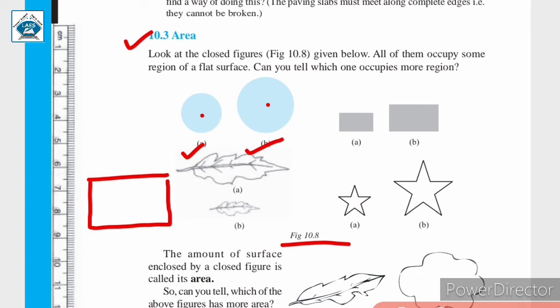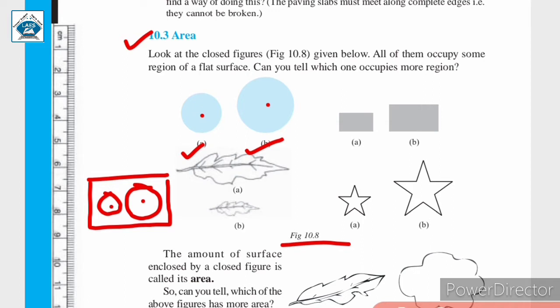And on this table top, that is, on this flat surface, you have to place these two circles. So this is the first circle and this is the second circle. Again, it is obvious that the second circle occupies more region. So, the area of this closed figure will be more in comparison to the other closed figure, the smaller circle.